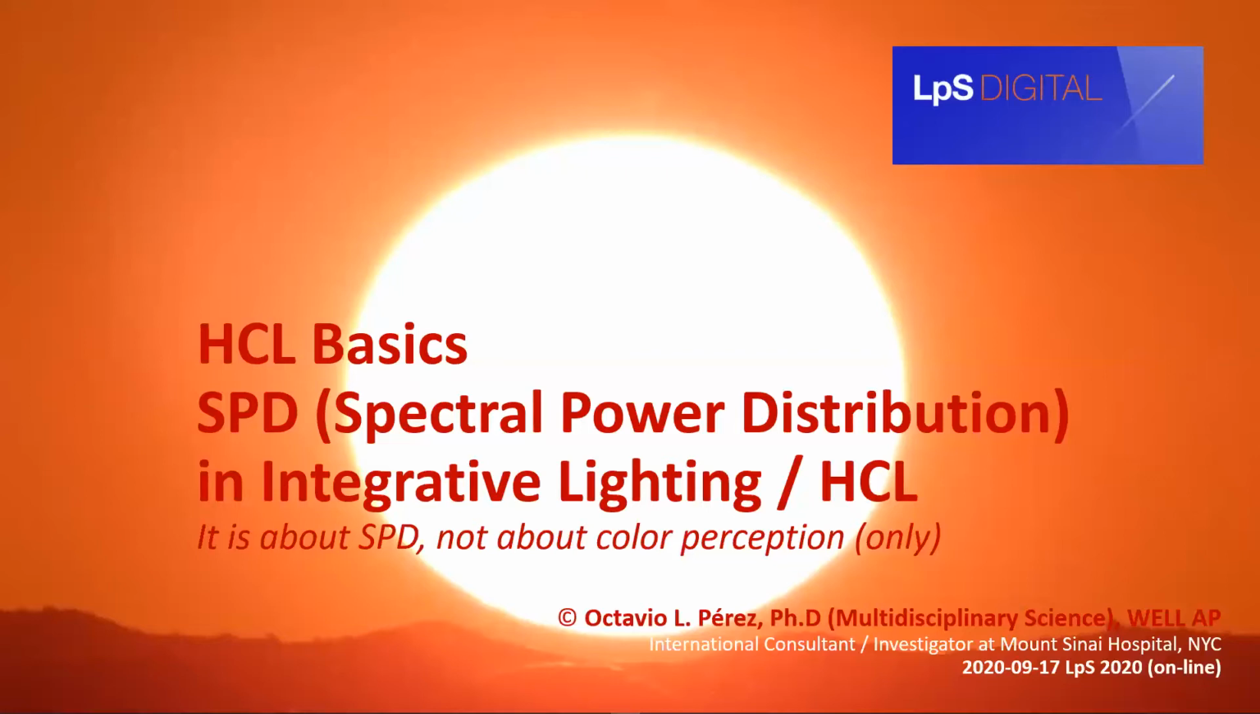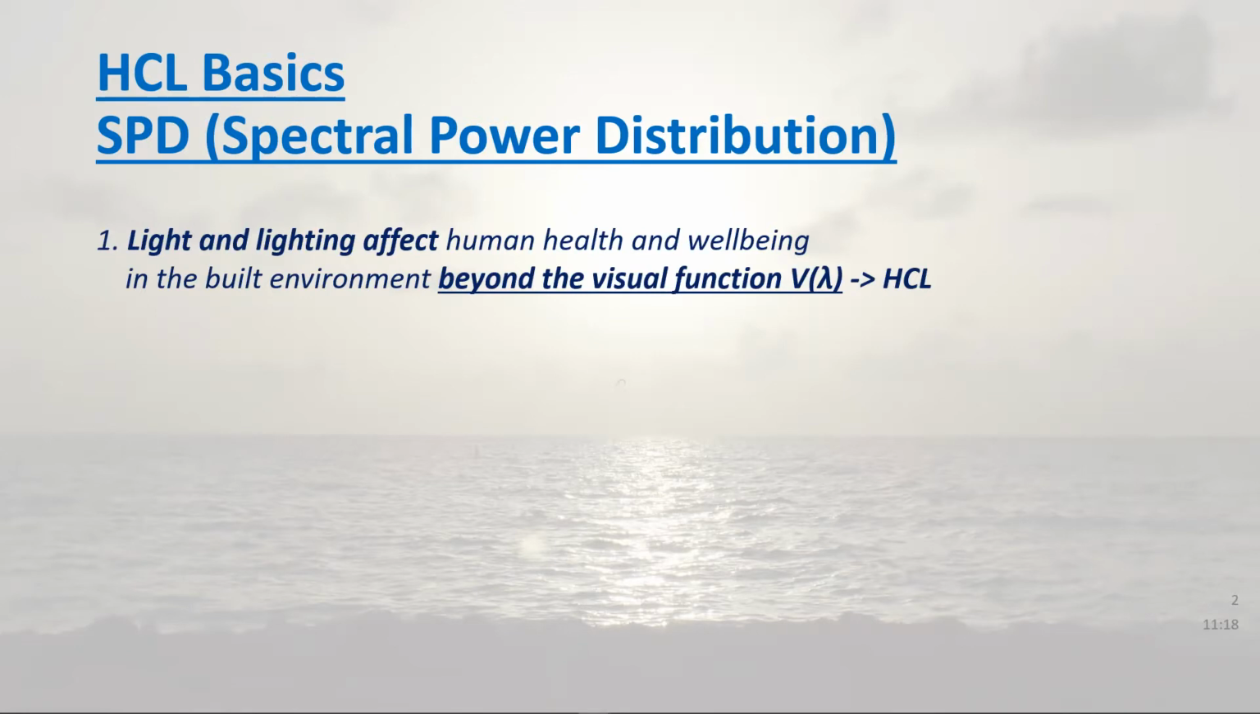We are going to discuss today the very basics of human-centric lighting. Particularly why spectral power distribution is so important rather than color perception, including illuminance. We know that light and lighting affect human health and well-being in the built environment beyond the visual function V lambda, and this will take us to human-centric lighting.